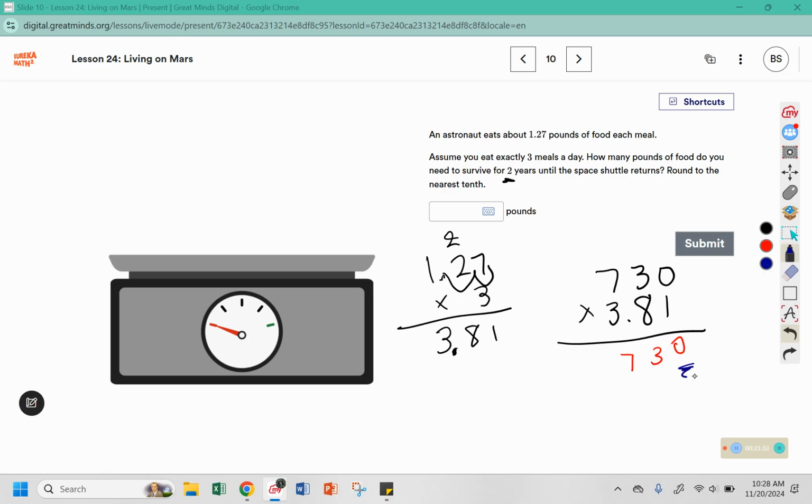Put in that spacer. 8 times 0 is 0. 8 times 3 is 24. 8 times 7 is 56, plus 2 more makes 58. We need 2 place value spacers. 3 times 0 is 0. 3 times 3 is 9. 3 times 7 is 21.